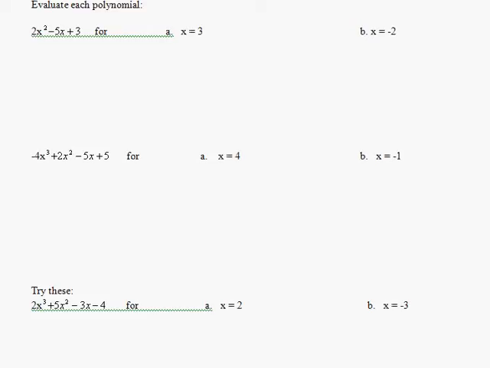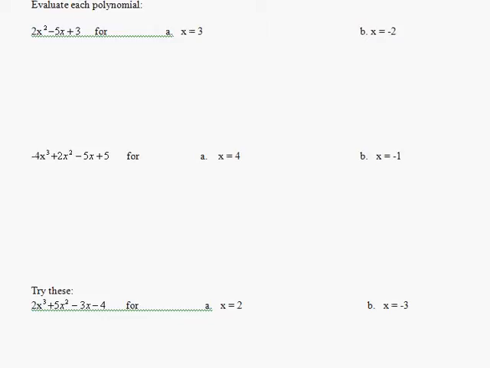Okay, class, this is the second and last video for Chapter 5, Section 4. And in this section, we're evaluating polynomials. We're not naming the degrees. We're not naming the number of terms. We're simply evaluating, which means find the value of.